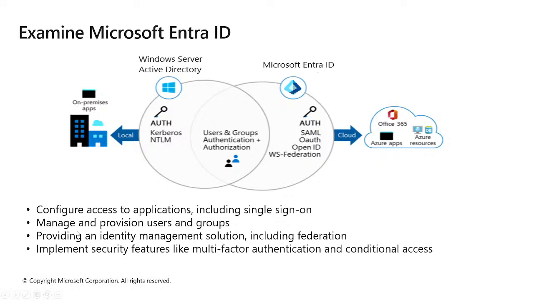So providing identity management solutions, including federation, and implementing security features like multi-factor authentication and conditional access. We talked about all these features. So where do we manage all these security features like 2FA, which we can also refer to as MFA, multi-factor authentication, and conditional access that we talked about in the class? Where do we manage everything?